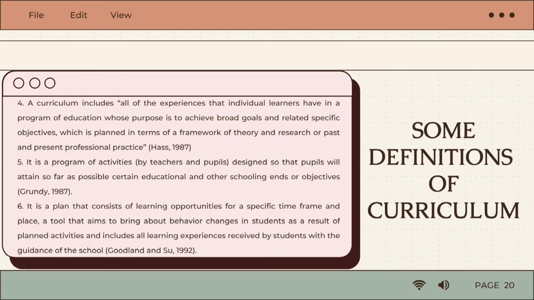Fifth, it is a program of activities. It is a plan that consists of learning opportunities for a specific time frame and place. It is a tool that aims to bring out behavior changes in students as a result of planned activities, and includes all learning experiences received by the students with the guidance of the school.